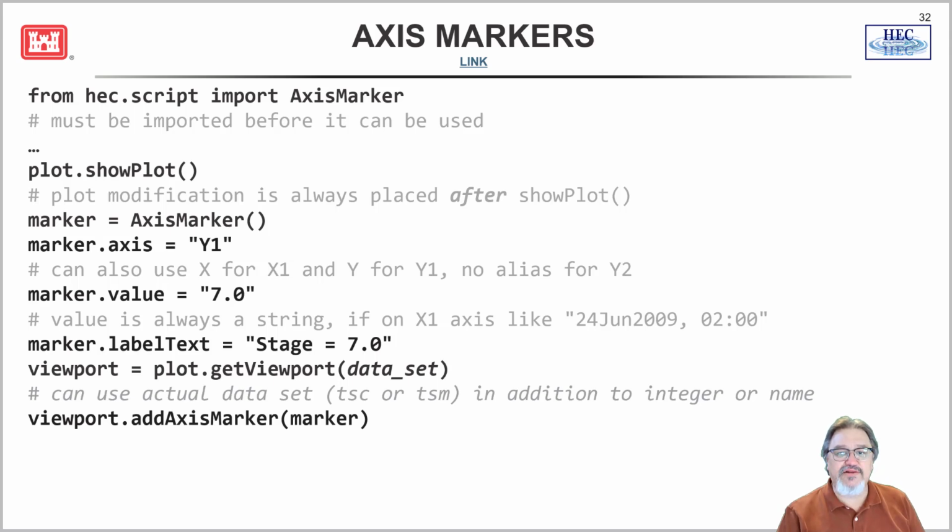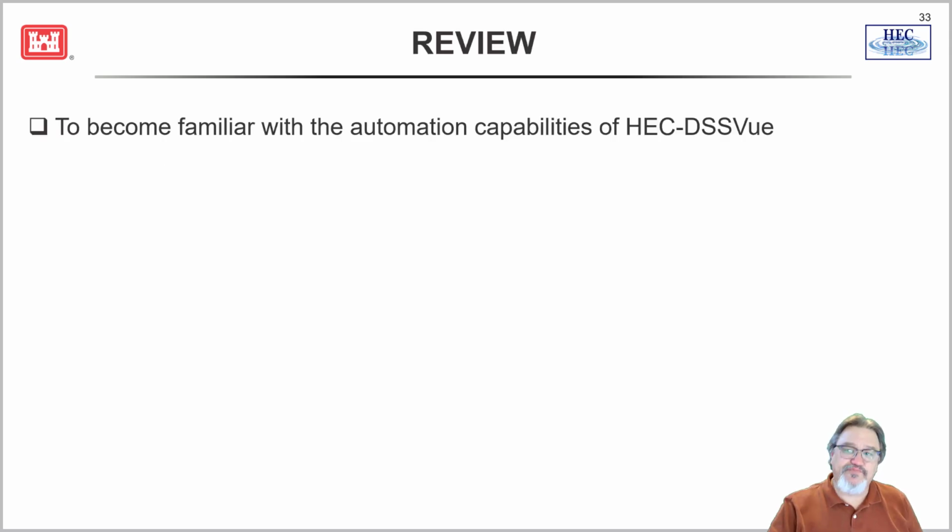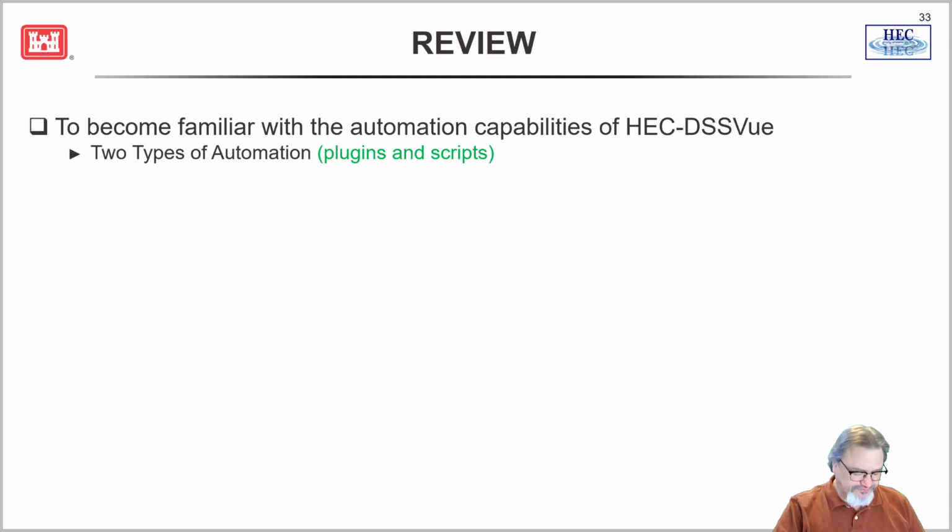We've covered a lot in this lecture, not just in this session, but in the lecture as a whole. So let's see where we got to. These were our objectives: to become familiar with the automation capabilities of HEC-DSSVue. Like I said, there's two types of automation. We talked about this, it seems a long time ago now, but we talked about plugins and scripts and when you would use one and why you would use another and those types of things.